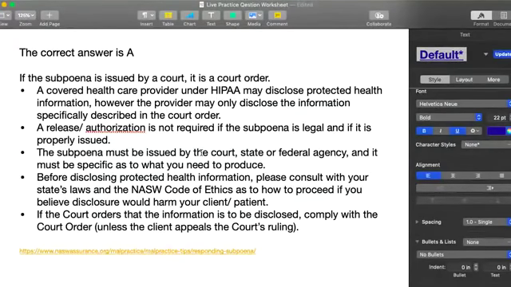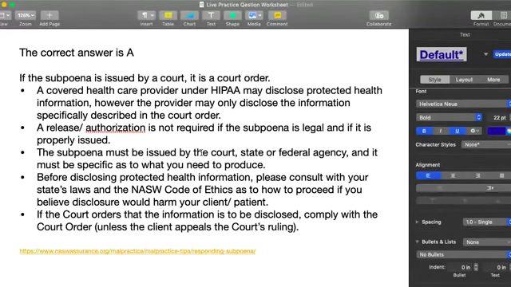To me, I think it's just best practice to follow up and make sure that you're following through properly, and that you have the backing and the support of the law of your jurisdiction, and that the NASW Code of Ethics is in alliance with what it is that you're doing as well.